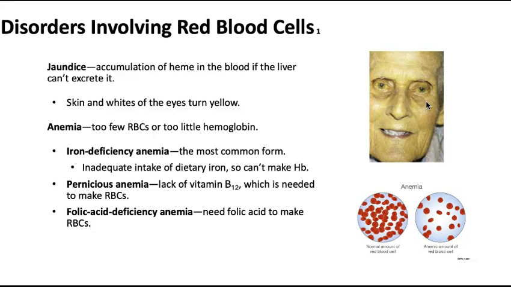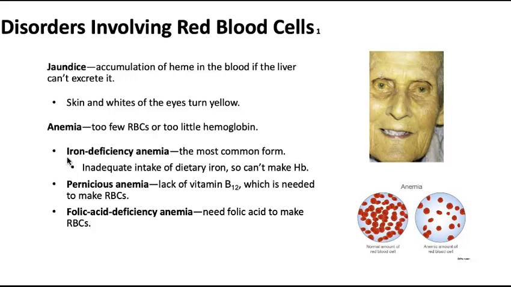You may have already heard of anemia as another disorder where we have too few red blood cells or too little hemoglobin. It could be due to an iron deficiency because, like we said, the iron needs to be a part of heme in order to bind oxygen. This is the most common form. And then if we don't have an adequate dietary intake, we aren't able to make hemoglobin.